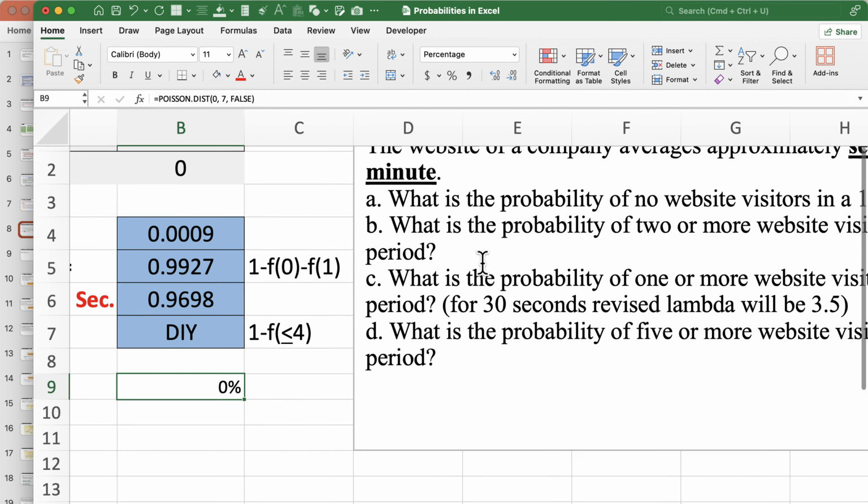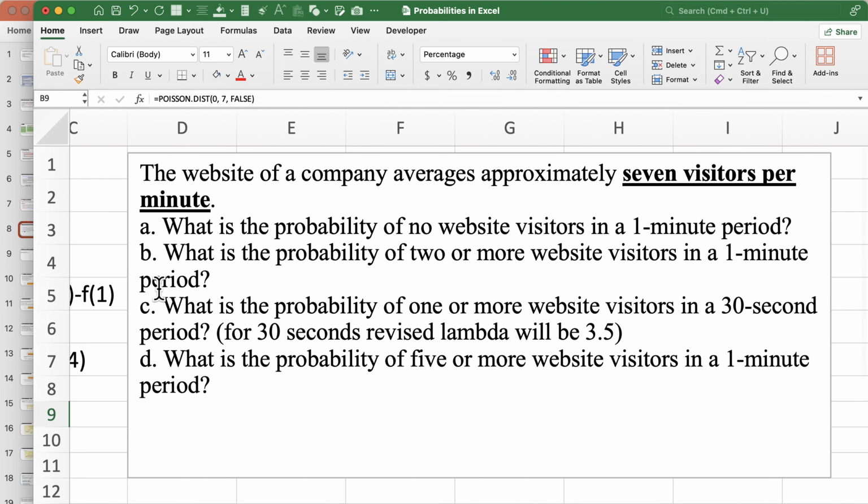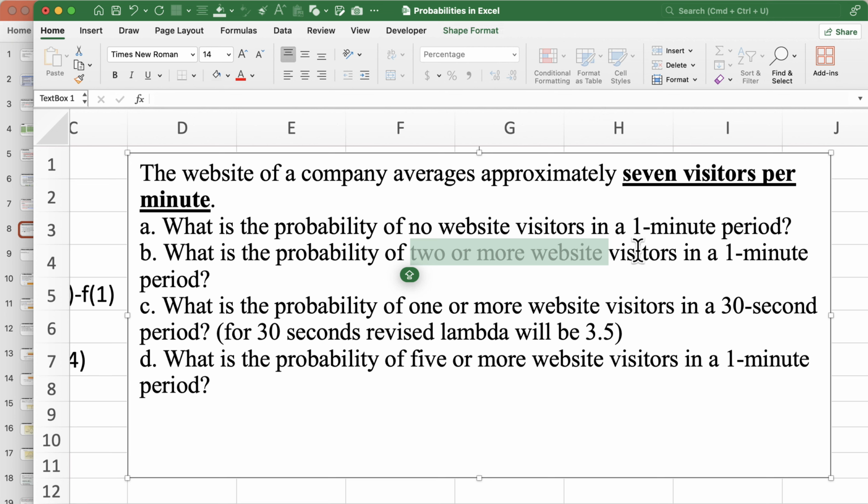The next question is, what's the probability of 2 or more website visitors in a 1 minute period? Now 2 or more website visitors means it could be 2, 3, 4, 5, 6. For this one, we'll be using the same approach. We have two options. One is that we calculate the probability of 2 plus the probability of 3 plus 4 plus 5 plus 6, and we don't know where it goes. So the best approach will be that we calculate the probability of 1 and we subtract it from 1.